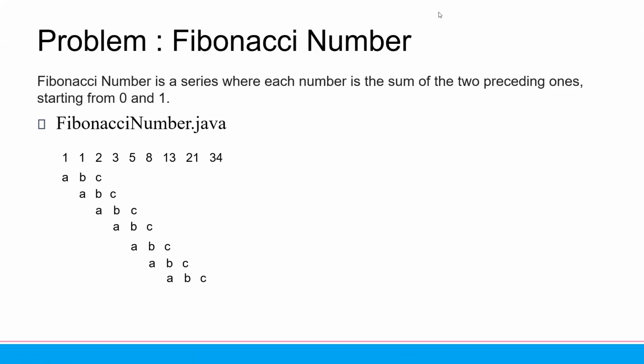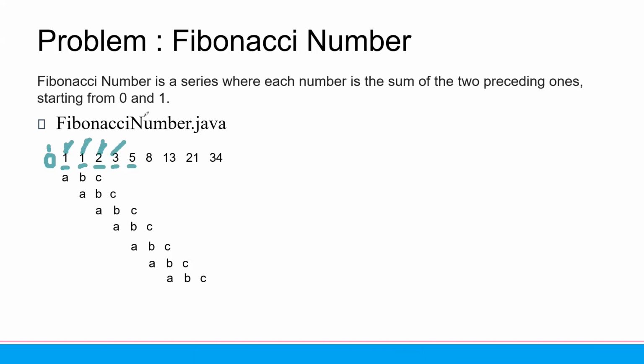I have the numbers 0 and then 1. So this number is the addition of 0 plus 1. And then I have 2. How can I get 2? It is 1 plus 1. I have number 3. How can I get 3? It is 1 plus 2. I have number 5. How can I get 5? It is from 2 plus 3.